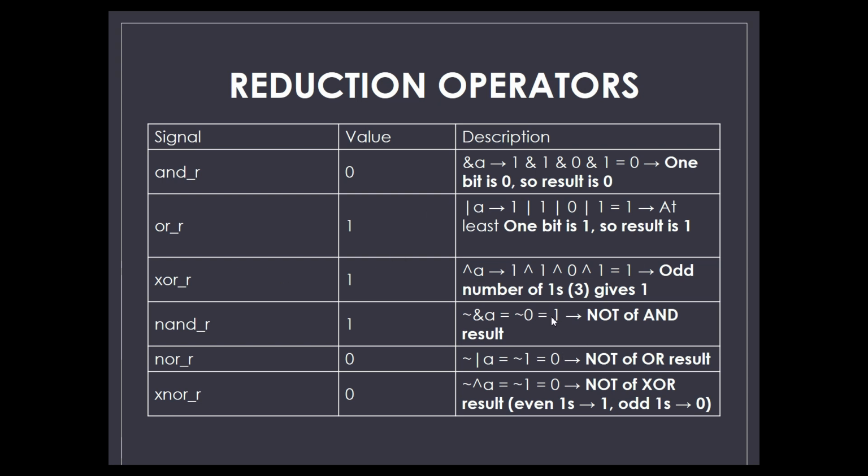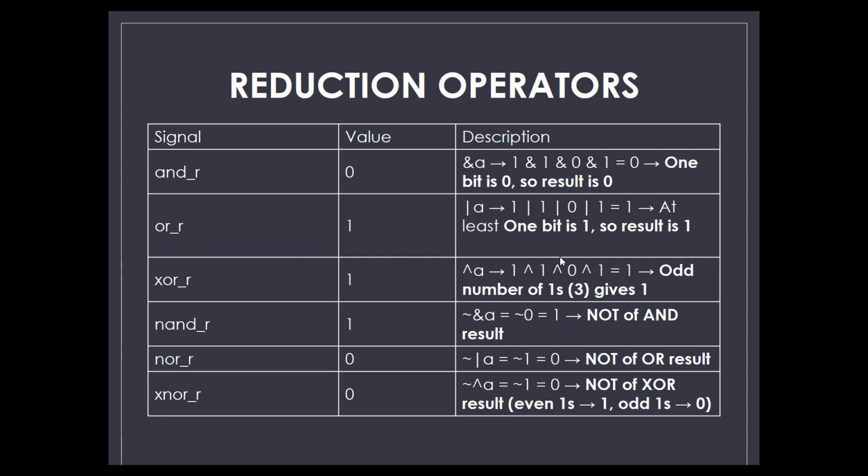Now, XOR. XOR is an interesting case. If you look at this question, we first of all take XOR of the MSB and the next bit, 1 XOR 1. Then the output should be 0. Then 0 XOR 0.